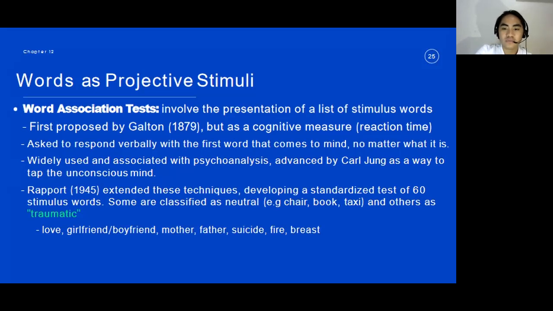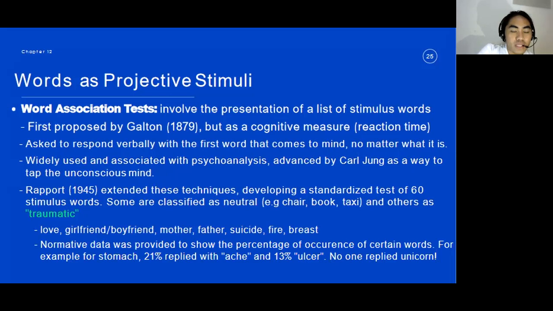So again, this can be used as a sort of icebreaker to tap the unconscious mind. The thing that's different here is that they provided normative data to show the percentage of occurrence of certain words. For example, for stomach, 21% replied with ache and 13% ulcer. Of course, you will not associate another word from stomach to a unicorn. So you know what words are typical and what words are atypical. And if you get one of these typical ones, you know that you're paying attention to it.